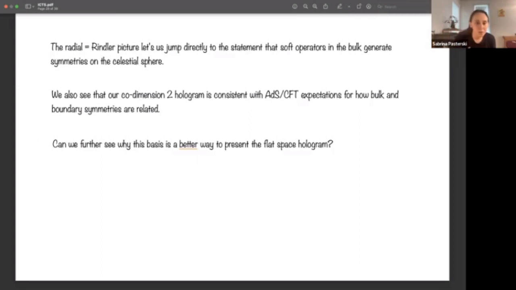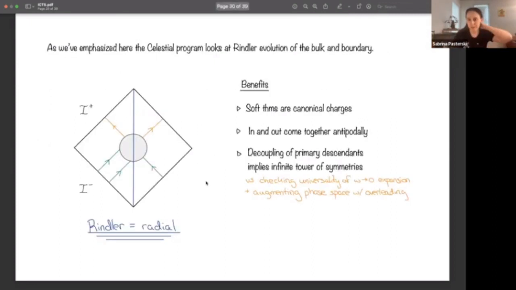So can we further see that this basis is a better way to present the flat space hologram? That's the thing that I'm going to try to pitch now, but I want to emphasize the distinction between what I'm trying to present here versus what Subrat has looked at, so the collaborator on the paper. I'm remembering Subrat's name, but I'm sure that there are other collaborators here that I'm accidentally not naming. We've emphasized in the cluster program is looking at Rindler evolution of the bulk and boundary.